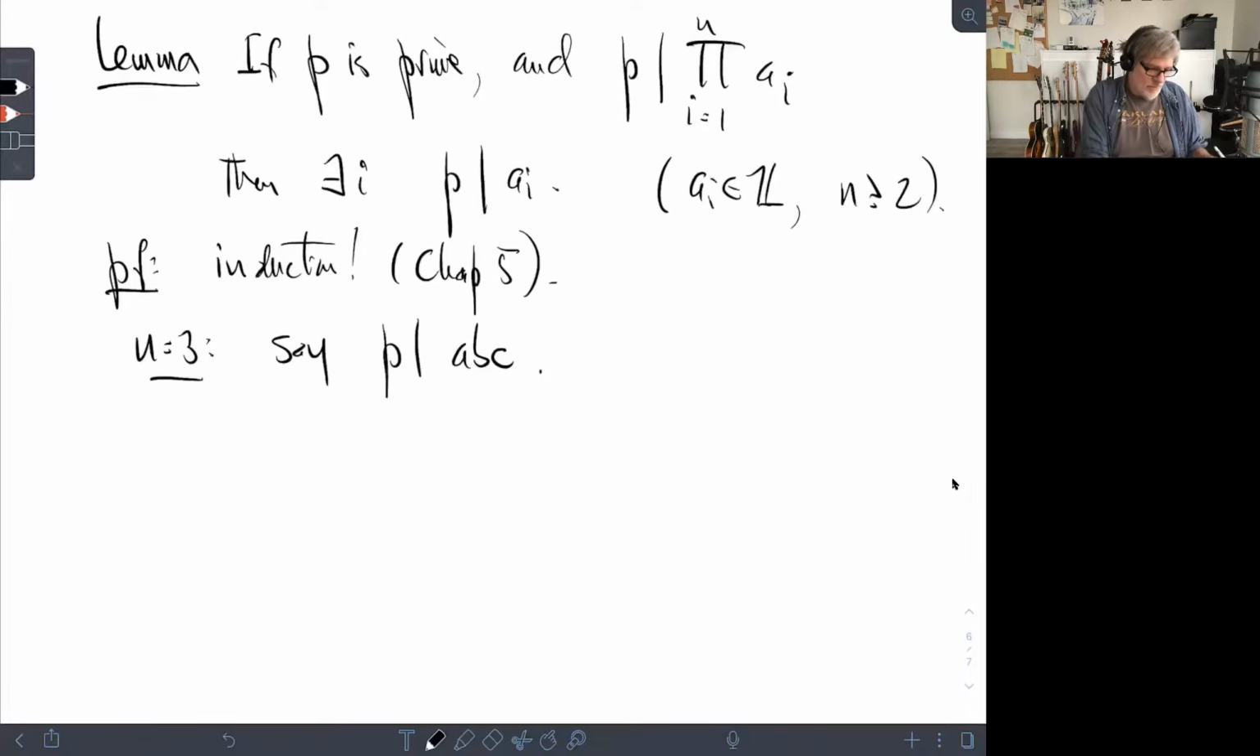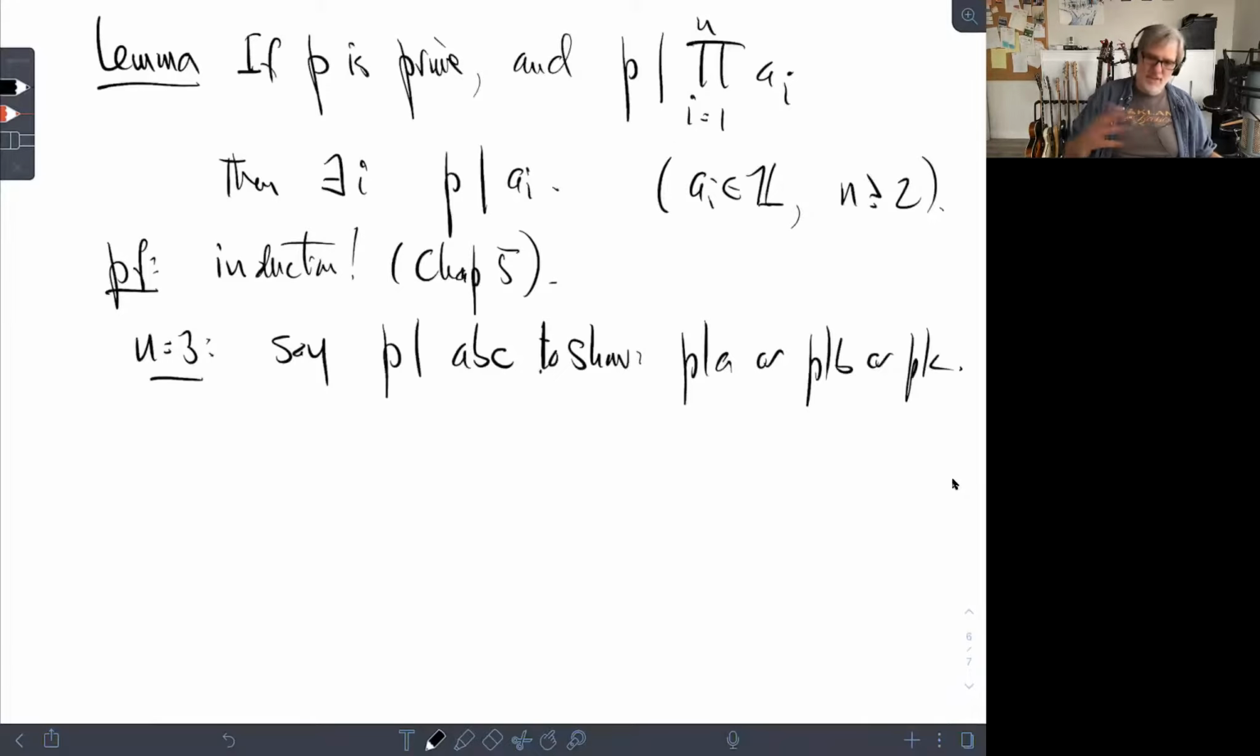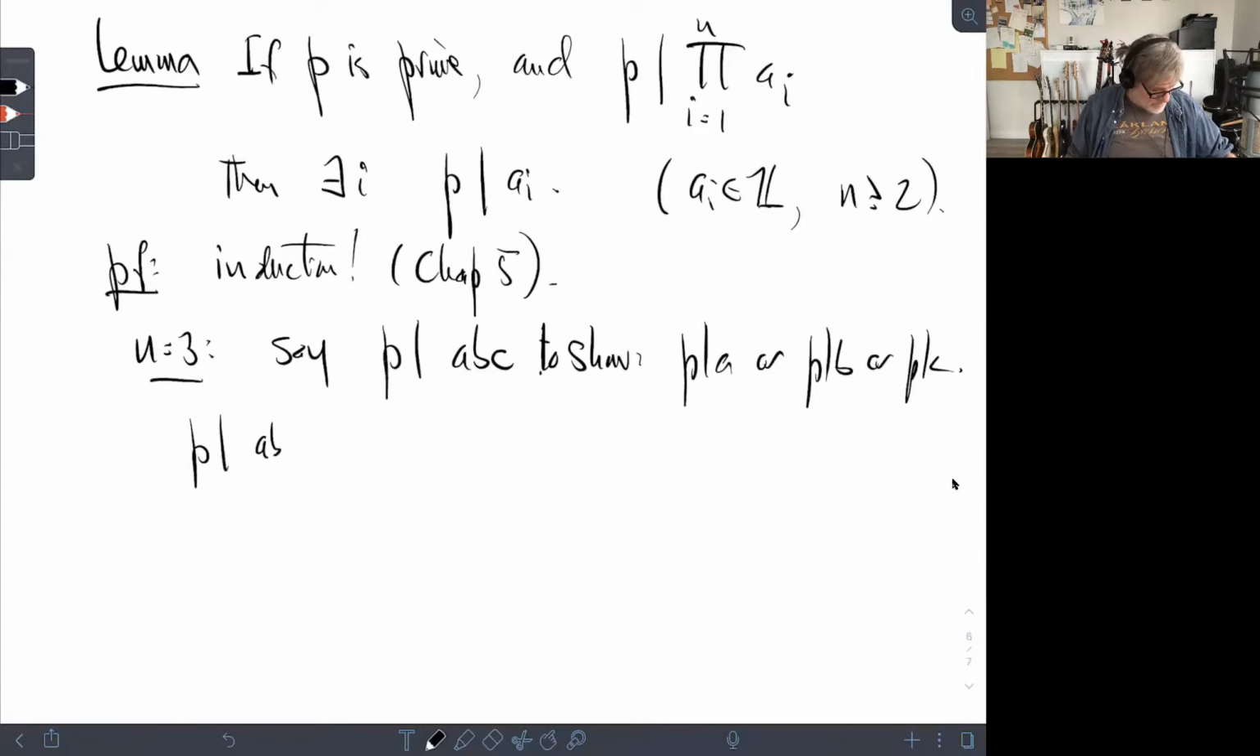But in any case, if we don't have too many, we'll obviously try to simplify the notation. So P divides A times B times C, and I'd like to show that P divides A, or P divides B, or P divides C, that it must divide one of these. We know it works for 2. So what do we do? Well, P divides ABC.